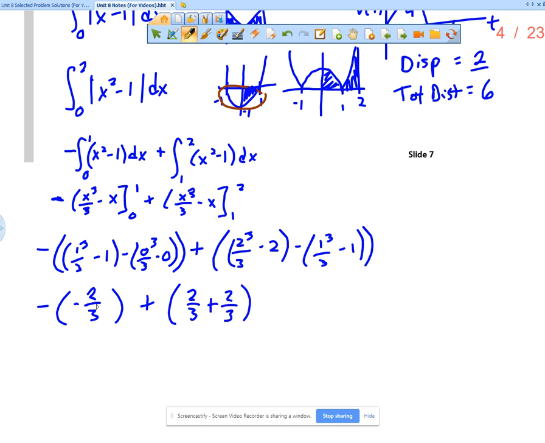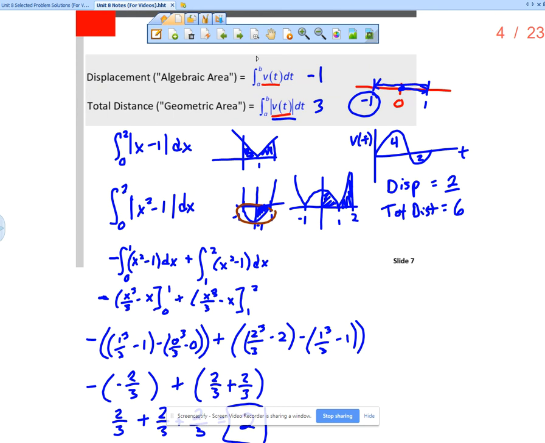So remember, the first part, we took the opposite of negative 2/3, so this is actually positive 2/3. This result has to be positive, right, because this is above the x-axis, and then plus another 2/3 and another 2/3, right? And so our result is 6/3 or 2, right? So that is the, what would that be once again? Remember, we are calculating the total distance traveled.